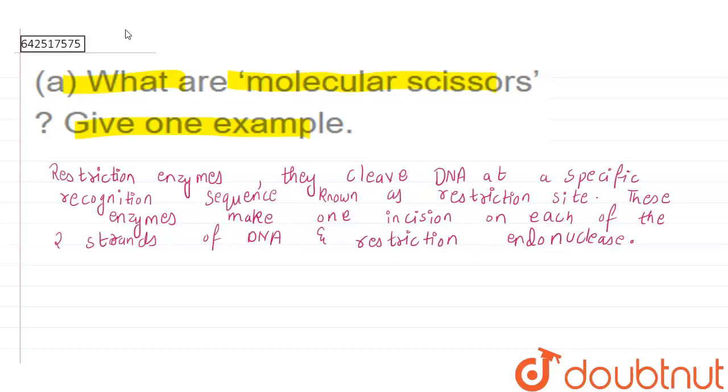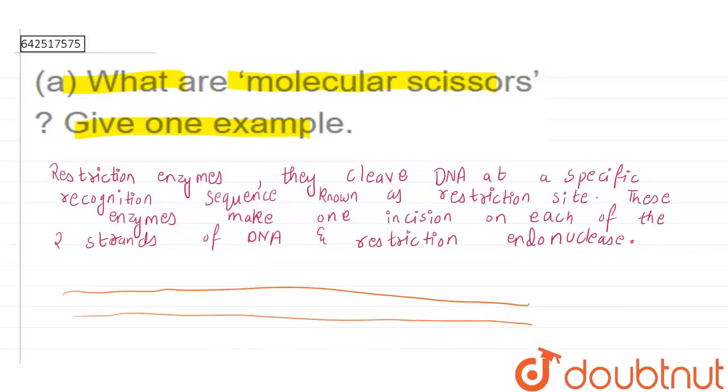Okay, so I'll explain it to you. See, suppose this is a very long DNA, and these are the two strands of DNA. Out of these, we just need this much part of the DNA. So we need some kind of scissors which will cut from this end to this end. These scissors are called molecular scissors in biological terms.